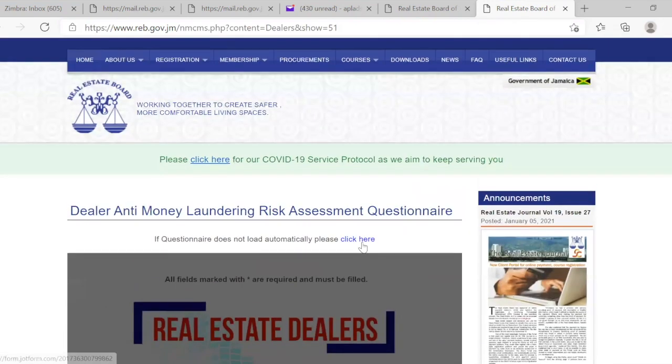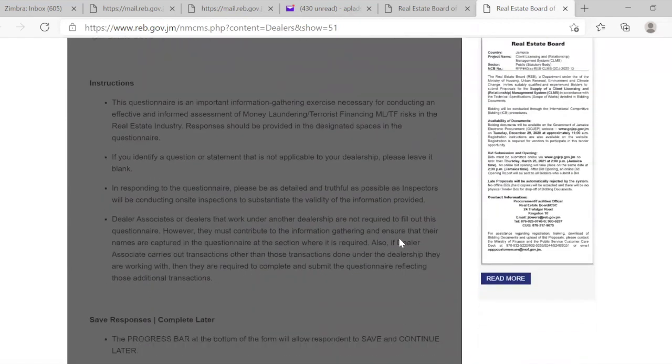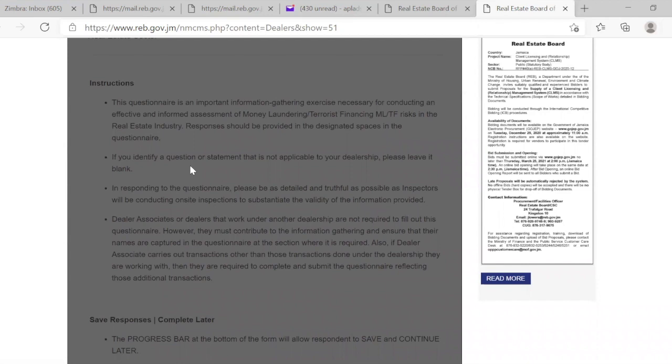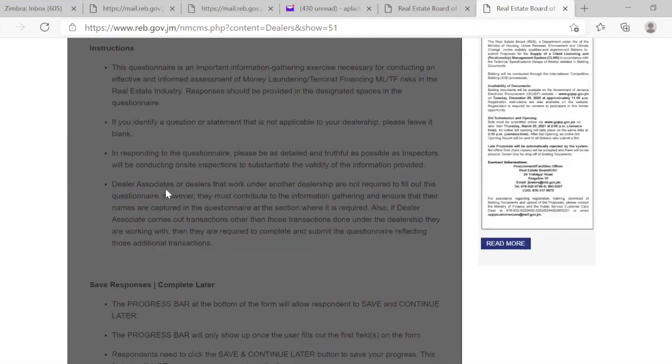Now, there are some instructions for you to read before you proceed to complete the questionnaire. Basically, it says this questionnaire is an important information gathering exercise necessary for conducting an effective and informed assessment of money laundering and terrorist financing risk in the real estate industry. Responses should be provided in the designated spaces in the questionnaire. If you identify a question or statement that is not applicable to your dealership, please leave it blank.